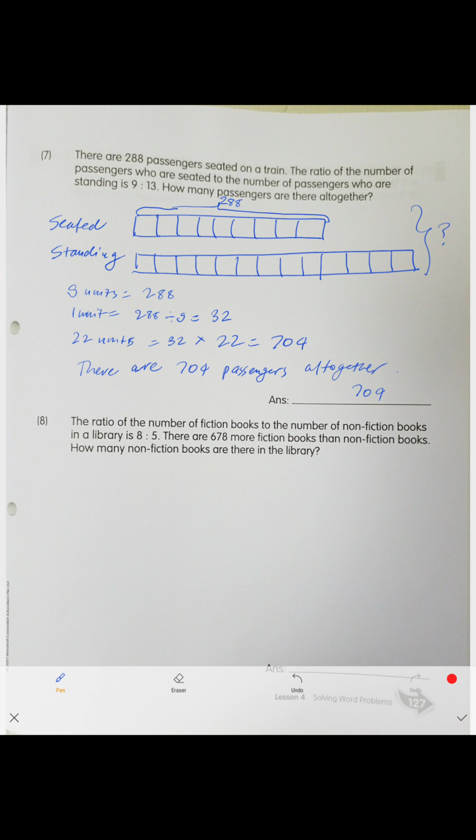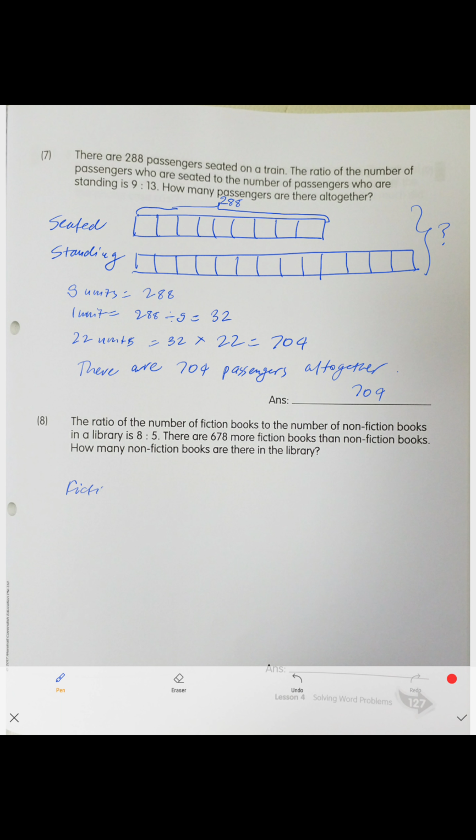Okay, next problem. The ratio of the number of fiction books to the number of non-fiction books in the library is 8:5. There are 678 more fiction books than non-fiction books. How many non-fiction books are there in the library? Got it, right? Very easy.